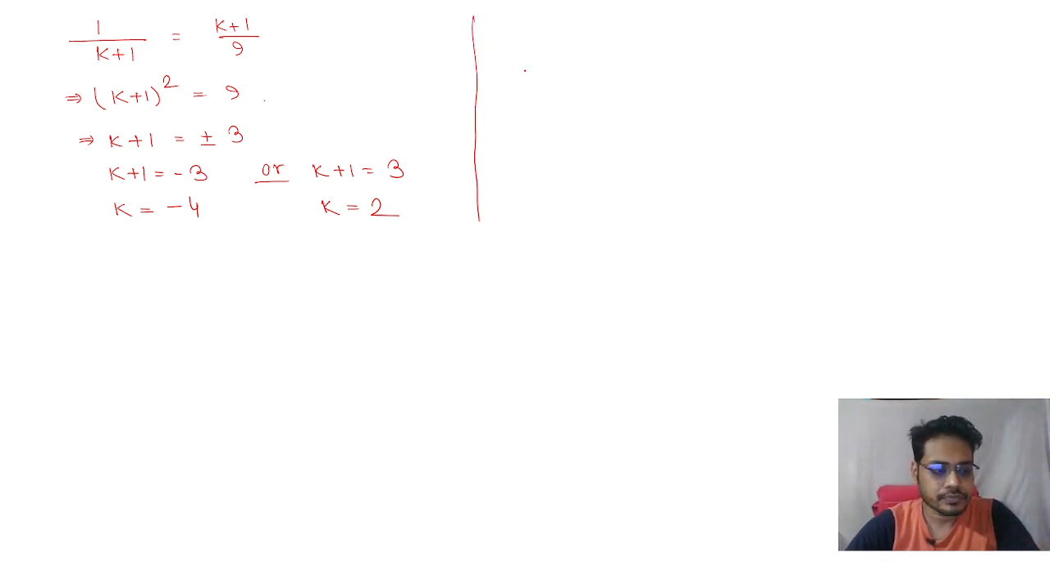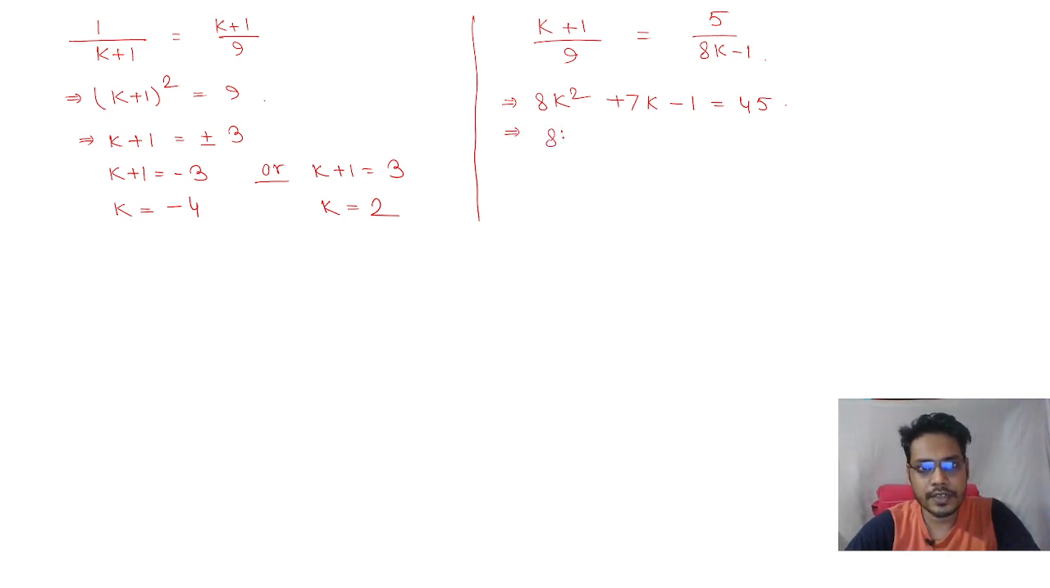Now from the second relation we can find k plus 1 by 9 is equal to 5 by 8k minus 1. Now cross multiply: 8k square plus 8k minus k, that is plus 7k, and minus 1 is equal to 45. So that means we can say 8k square plus 7k minus 46 is equal to 0.